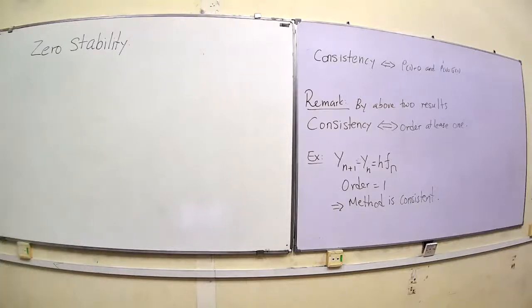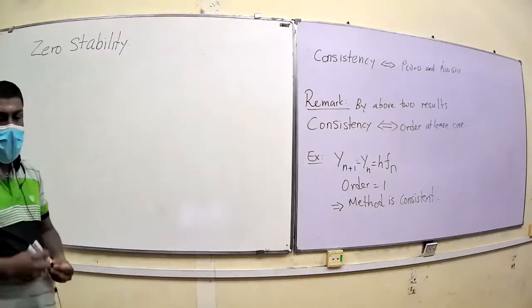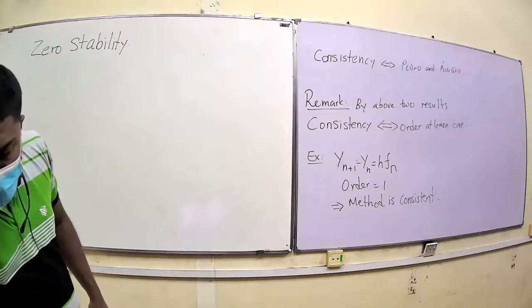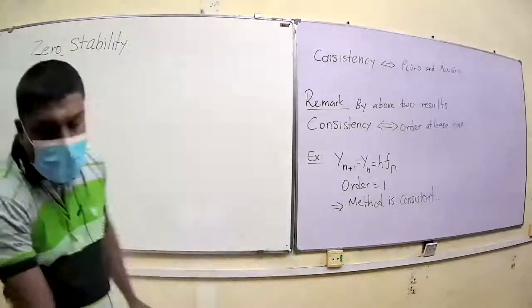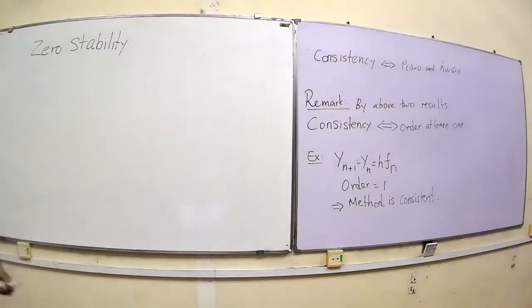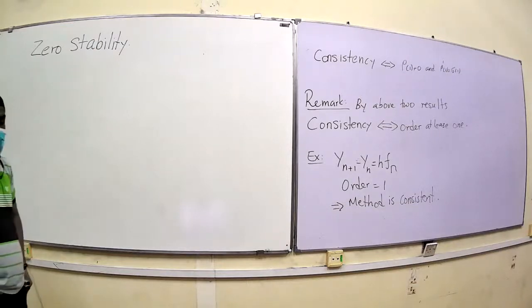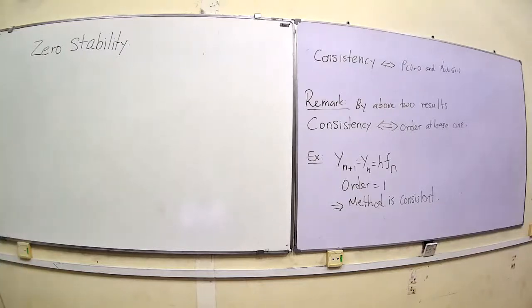Right, so we are going to define a new concept called zero stability of the method. We already defined order first, and then consistency next. Now we are going to define zero stability, and by using all these three, we are going to define convergence. So we will say what we mean by zero stable.